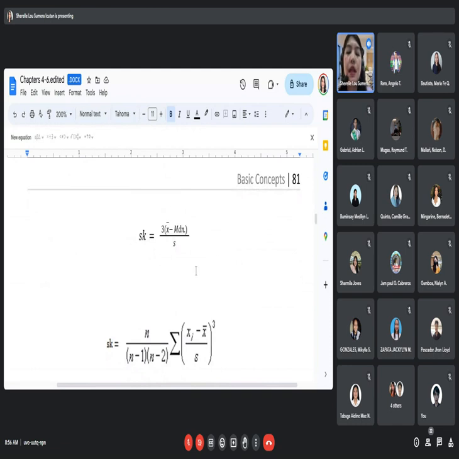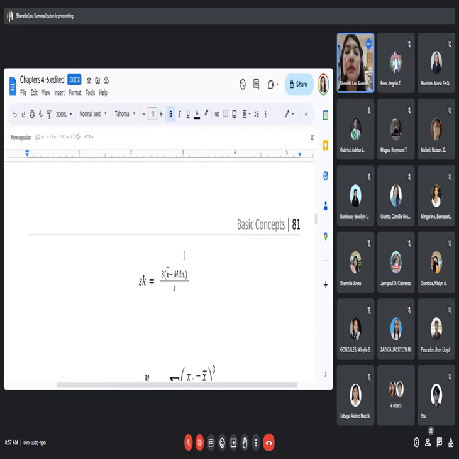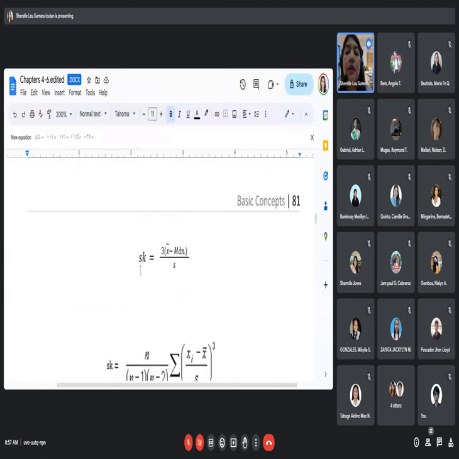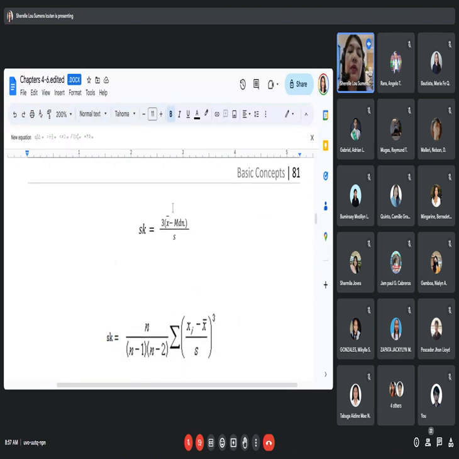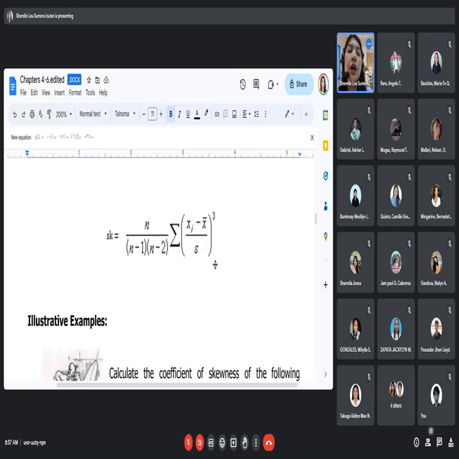Pwede bang yung SK natin na median ang gamitin natin? Okay lang sa inyo. Ito na lang tayo. SK equals 3 times the mean minus median over S. Ito na lang, ha? Okay lang? So, ito yung gagamitin natin. Yung SK equals 3 times mean minus median over S. So, of course, you know how to compute for the mean, you know how to compute for the median, and you know how to compute for the S or standard deviation. You just have to substitute your values and then you can compute for your SK.